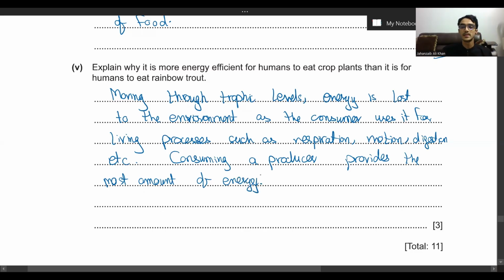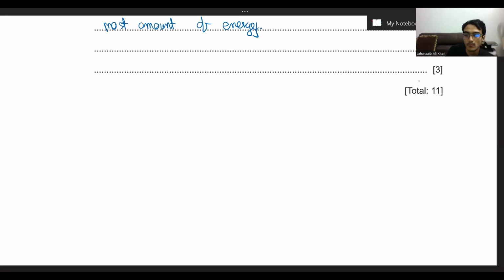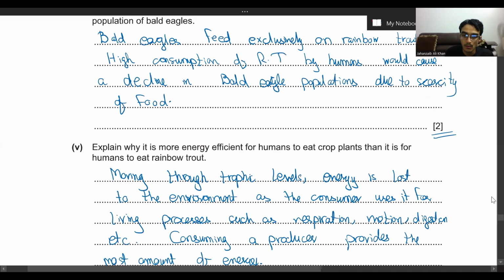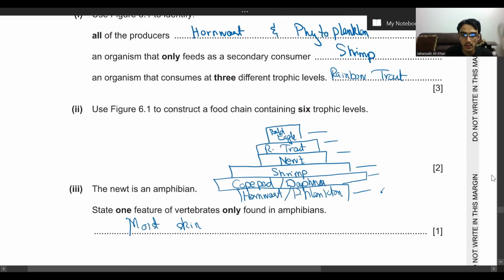I hope all of this made sense. And yeah, so we're probably done with this paper, right? And let's see if we've got anything remaining. Okay, so it seems that we've gone through this paper perfectly, very efficiently.